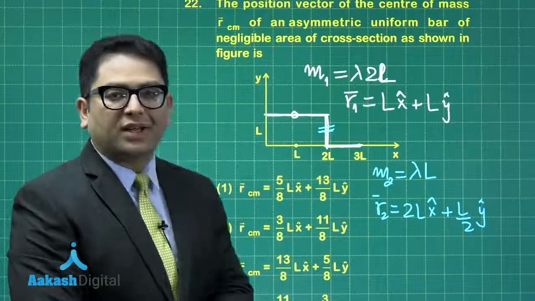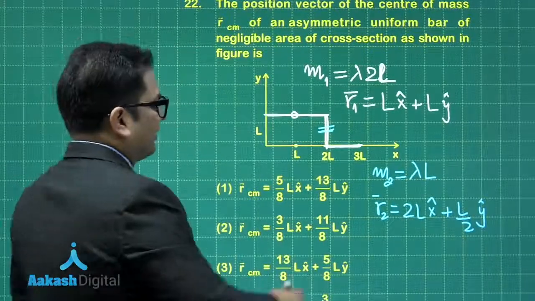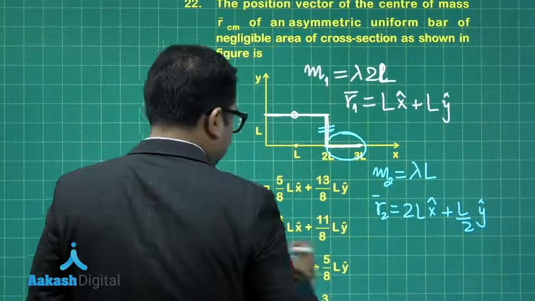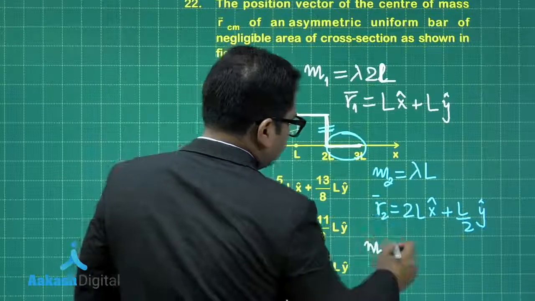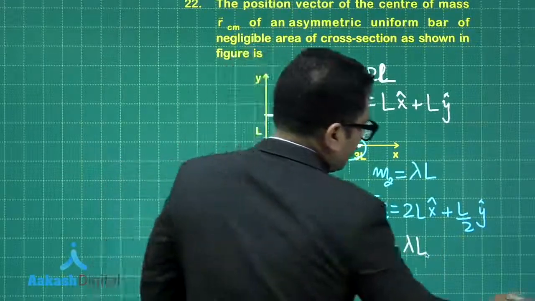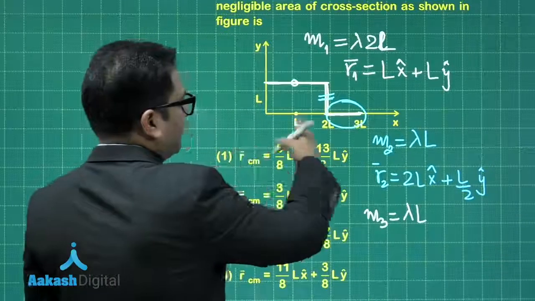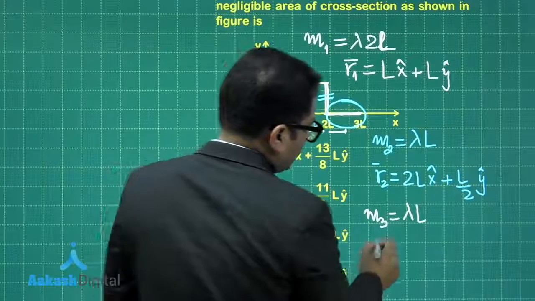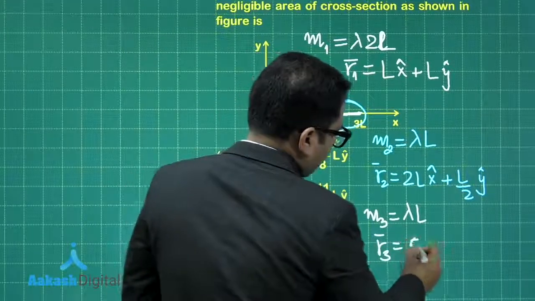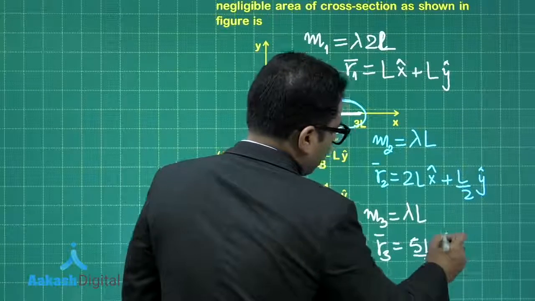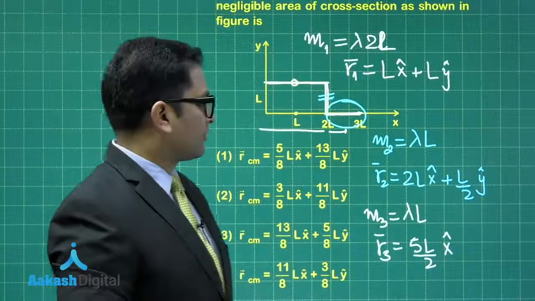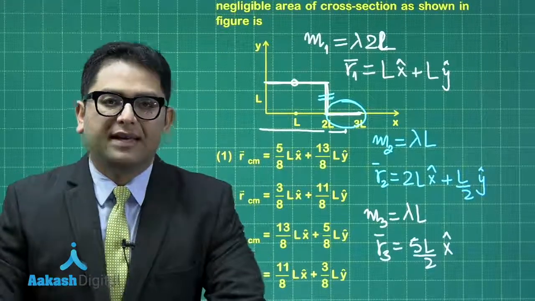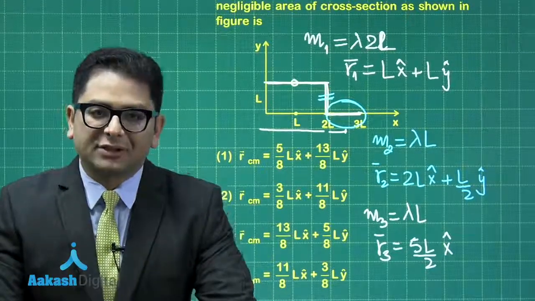And then eventually the third segment is this. M3 will also have the same mass as M2, and that's lambda times L. What about the position vector of its center of mass? 2L plus additional L by 2. So R3 will have 5L by 2 x cap as the position vector of the center of mass. There you go. You now have M1, M2, M3 and their respective position vectors of the center of mass.